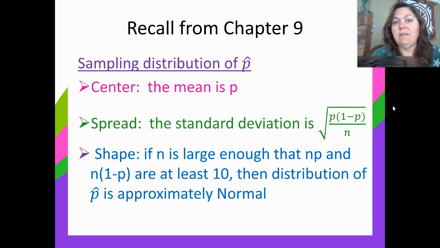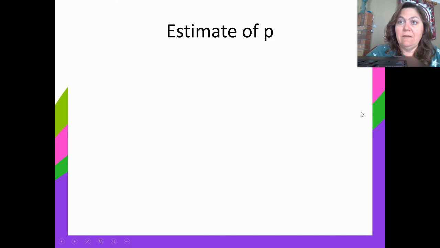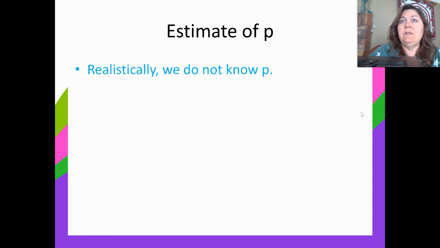So you're still going to do SRS and you're still going to do the 10% condition, but your normal condition is no longer CLT and probability plots. It is this: np and n times 1 minus p must be greater than 10, or at least 10. So let's see what we're going to do.